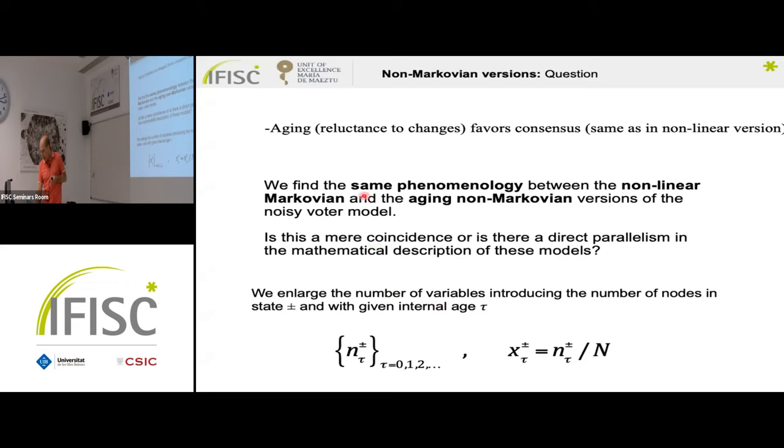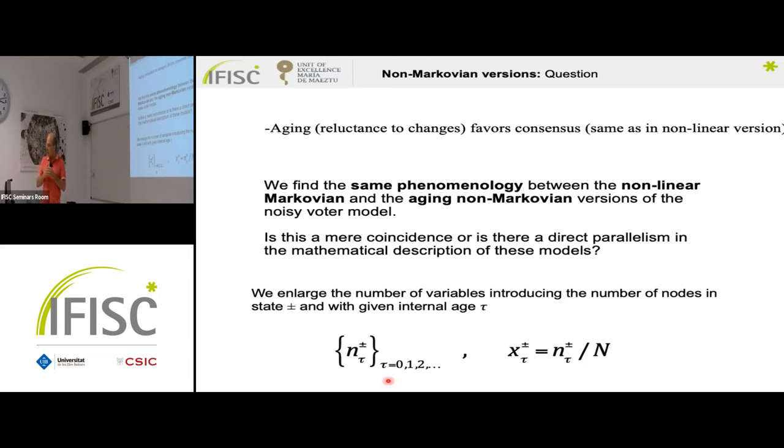Now, of course, there will be another talk on what you mean by a model being Markovian or non-Markovian. As you probably know, a non-Markovian model can be made Markovian when you increase the number of variables. In this particular case, it is true. You include not just how many agents are in the plus state, but how many agents are in the plus or in the minus state with a time tau, and tau can take any value from zero to one. So you include infinite variables, and you make the system Markovian.